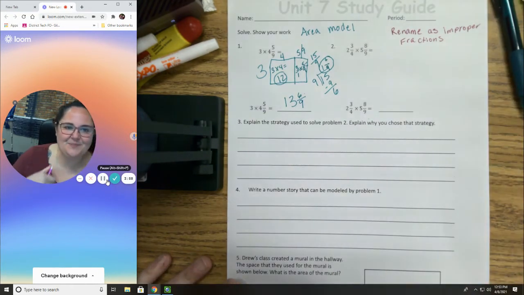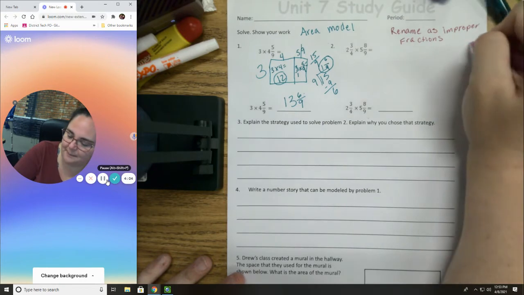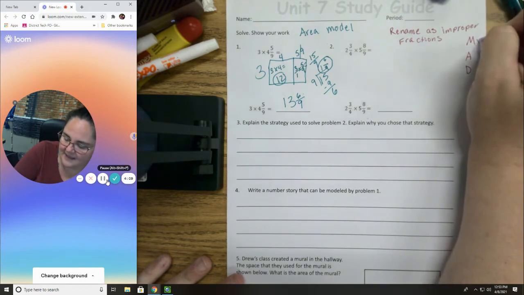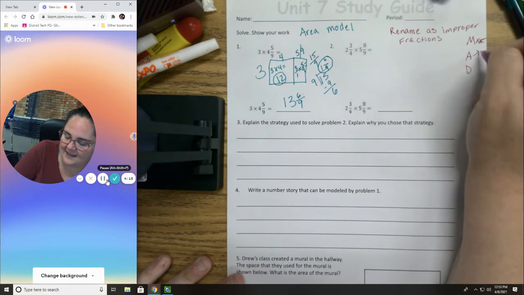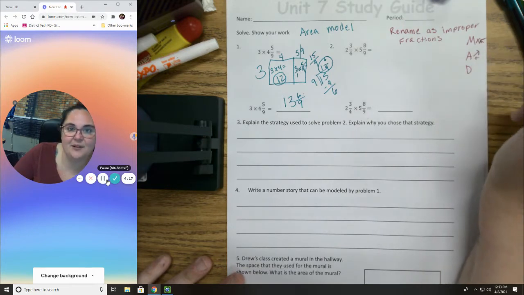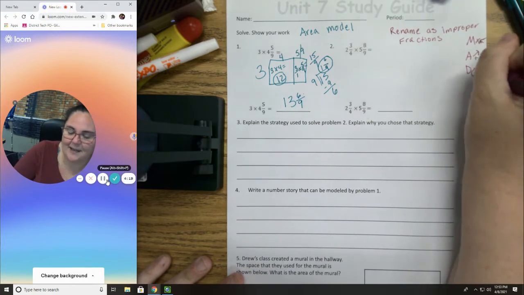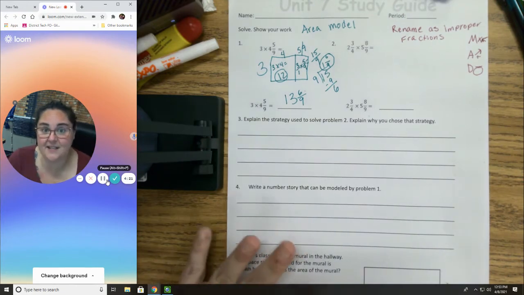For number 2, I'm going to rename them as improper fractions. Remember, when I do this, I use the MAD method. I multiply denominator times my whole number, going this way. I add my answer plus my numerator, and my denominator stays the same. That's what it stands for.